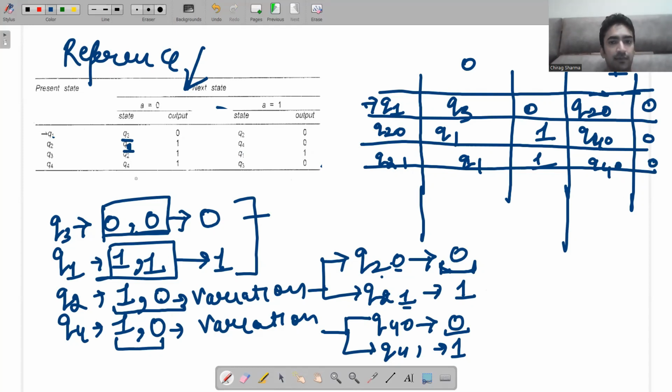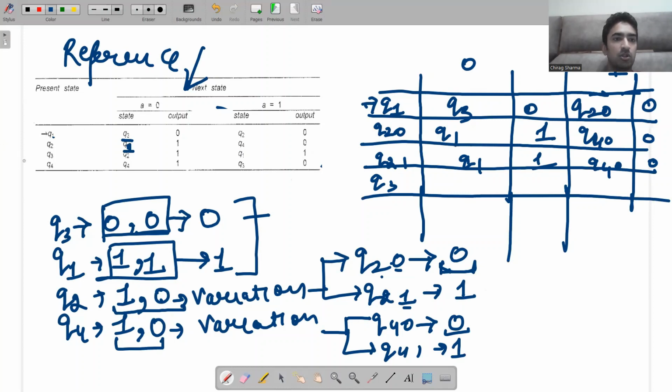Then we got Q3. So I will write Q3. Which version of Q3? Q3 is actually only one version only. So Q3 when it is given, this is Q1 by the way. Q3 when it is given 0, it goes to Q2. So which version of Q2? Which is having output 1. So Q2 1 which is having output 1, I will write Q2 1 1. And Q3 when it is given 1, it goes to Q1, and Q1 output is 1 already defined.